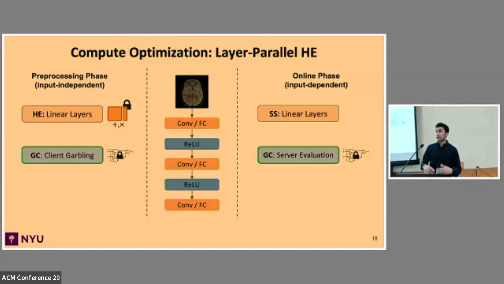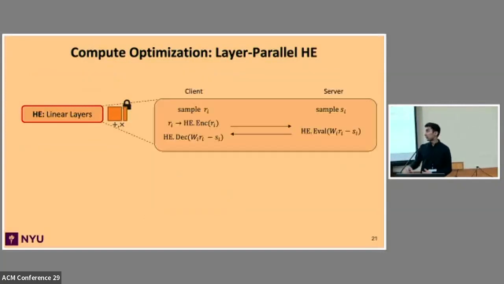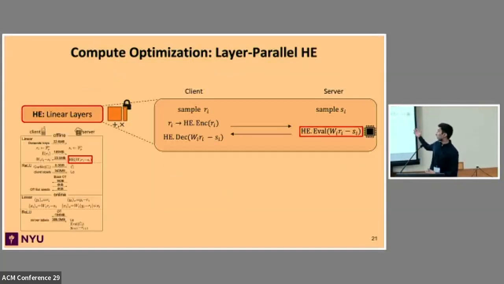We also went and optimized the compute stack. And so again, we saw that the homomorphic evaluation took up a large chunk of that compute stack, so let's take a look at that. And so here's the actual offline protocol using homomorphic evaluation, and the expensive part comes from the evaluation of these linear layers of the neural network.